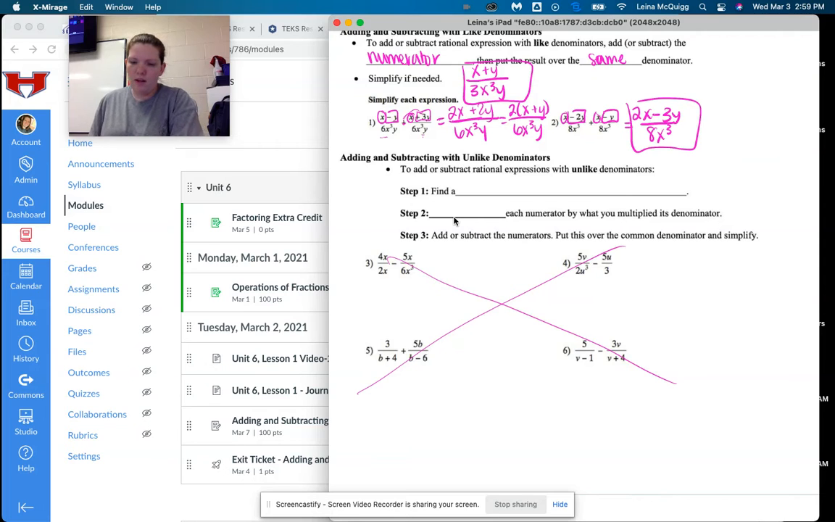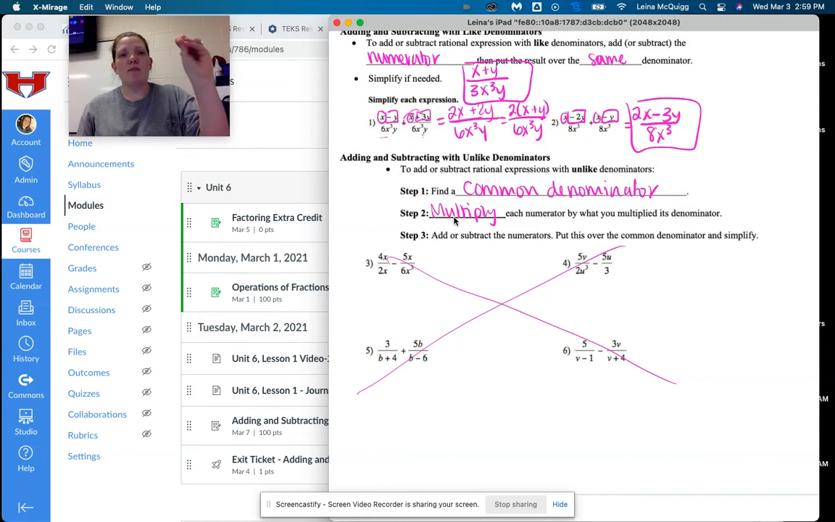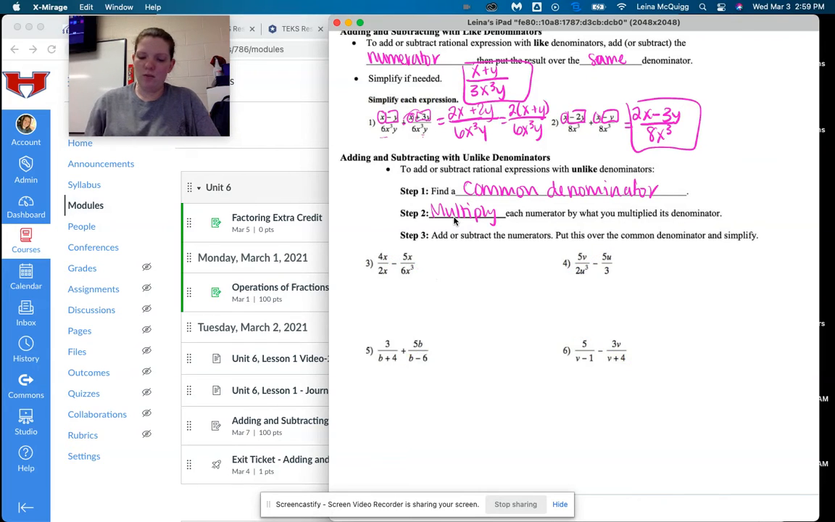Okay, so now what do we do if we don't have a common denominator? Well, the first thing we want to do is find a common denominator. And then you want to multiply each numerator by what you multiply the denominator. So just like we've always been doing with fractions, whatever you multiply the bottom by, you have to multiply by on the top as well. And then add or subtract across the numerator and keep your denominator the same. I'm going to do number 3 here, and then I'm going to move on to the notes I've added on the second page of the slides.